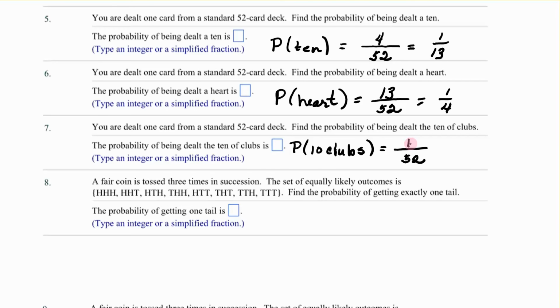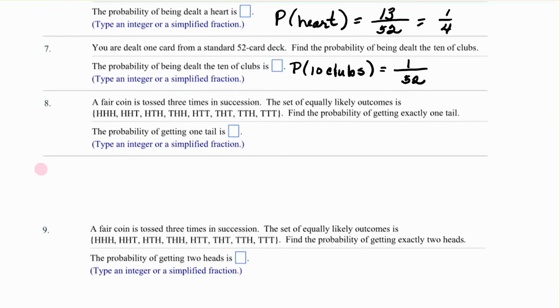All right, let's look at number 8. We are still working with theoretical. A fair coin, and that means one that is equally likely to be heads or tails, is tossed 3 times in succession. Okay, so you flip it, you flip it, you flip it. The set of equally likely outcomes is, and this is your sample space. You might get head, head, head, head, head, tail, head, tail, head, and so on. Find the probability of getting exactly one tail.